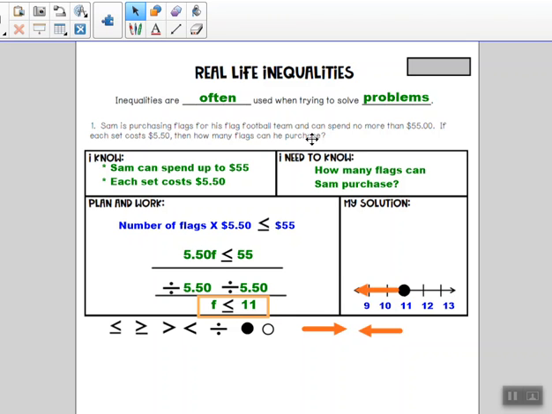So what we have here is a problem that we had to break down. What do we know? What do we need to know? Let's figure this out. How many can he really buy? And then let's show it on a graph, okay? That's what we're going to be doing today.